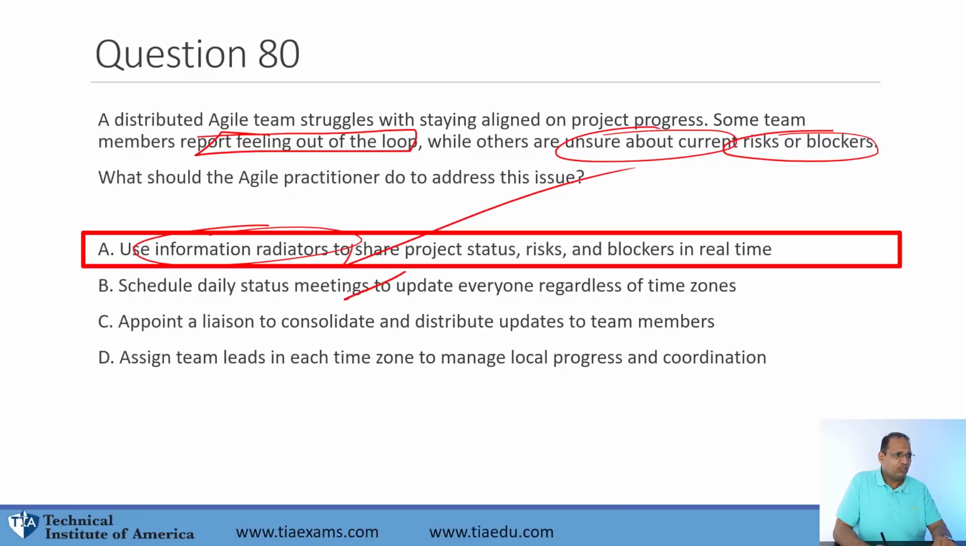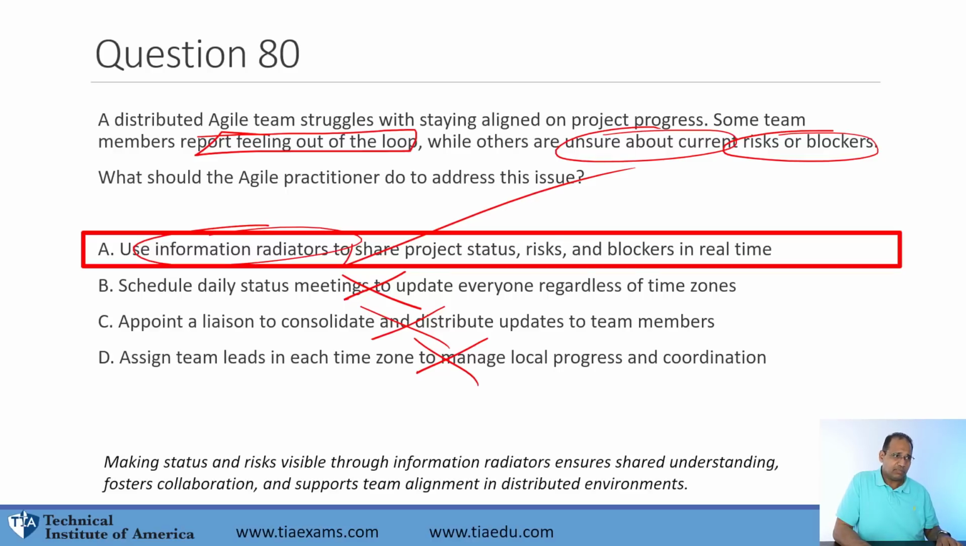Having them do more meetings is anti-value. You don't want just one person doing it, or team leads managing local progress. Everybody should know what's happening at all times. Choose the answer that improves collaboration, not disapproves it, making A the best answer.